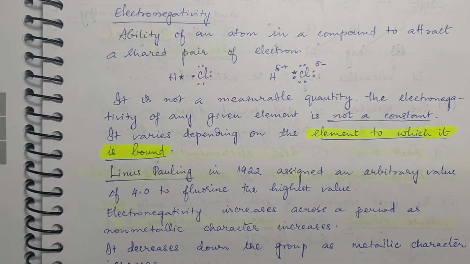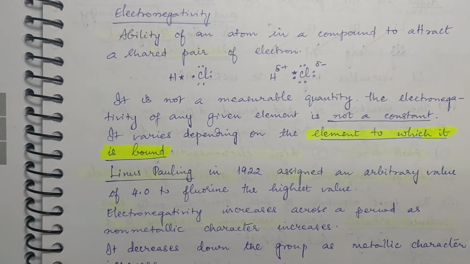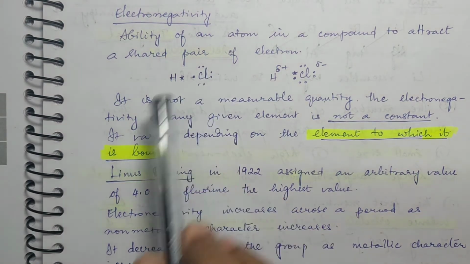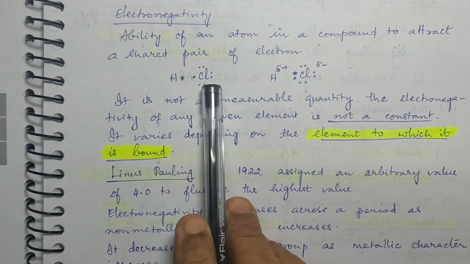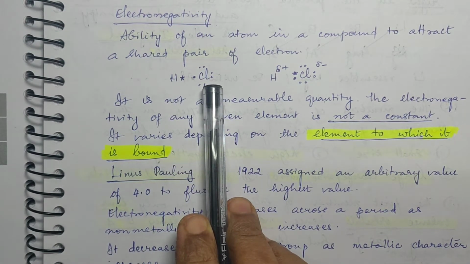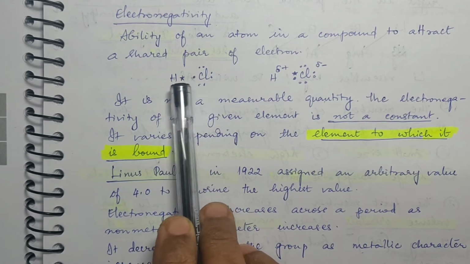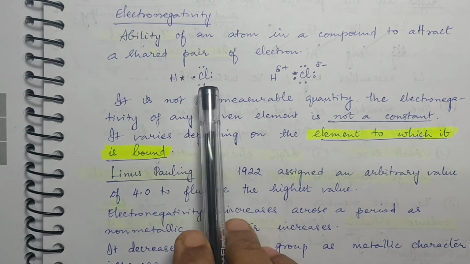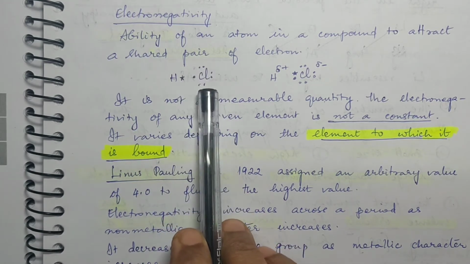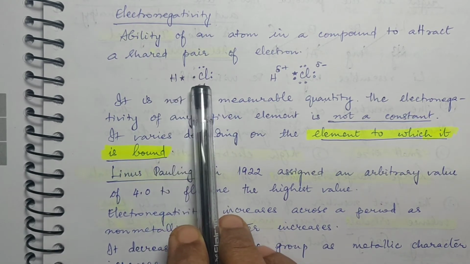Yes, children. Let us start with the next property, that is electronegativity. So what is electronegativity? It is the ability of an atom in a compound to attract a shared pair of electrons. Now see here, in the case of HCl, hydrogen is having 1 electron and chlorine is having 7 valence electrons, and 1 electron of chlorine is being shared between hydrogen and chlorine. And you know very well that chlorine is more electronegative than hydrogen. Why is it more electronegative?